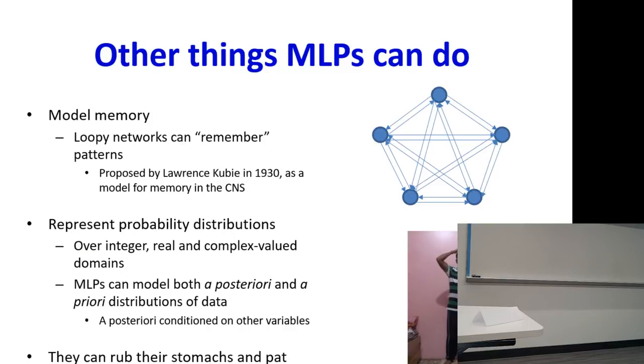Anyway, so here are all the other things MLPs can do. They can model memory. So far, everything that we've seen is feed forward. Input comes in, gets processed, then that gets processed, and then gets spat out, becomes an output. But you can actually have loopy networks where the output of a computation can go back eventually, after some further processing, to the same unit. And Lawrence in 1930 proposed this as a model for how memory is stored in the central nervous system.